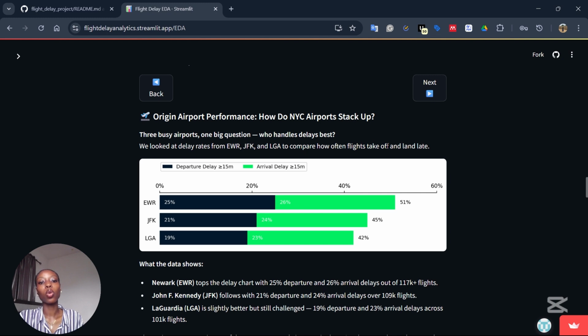Three busy airports, one big question: who handles delays best? We looked at delay rates from Newark, JFK, and LaGuardia to compare how often flights take off and land late. What the data shows, we can see Newark tops the delay chart with 25% departure and 26% arrival delays out of 117,000 flights. JFK follows with 21% departure and 24% arrival delays with over 109,000 flights. LaGuardia is slightly better but still challenged at 19% departure and 23% arrival delays across 101,000 flights.